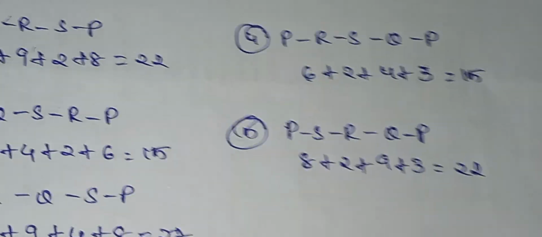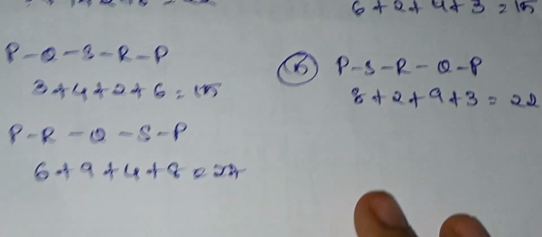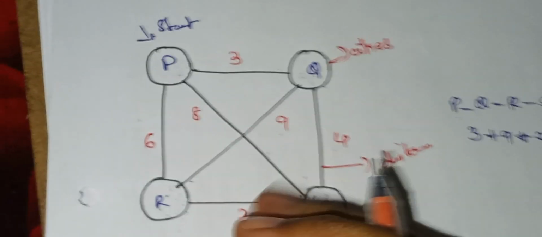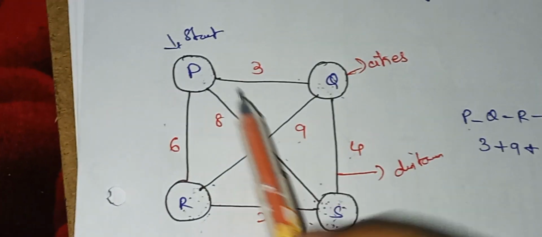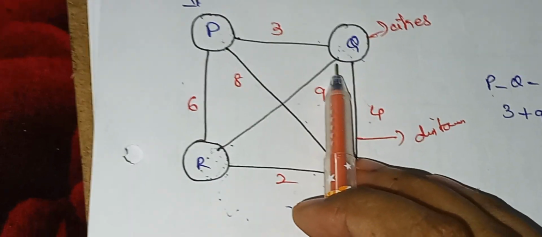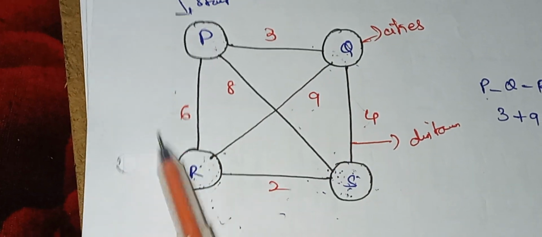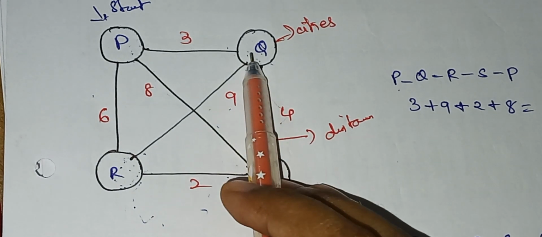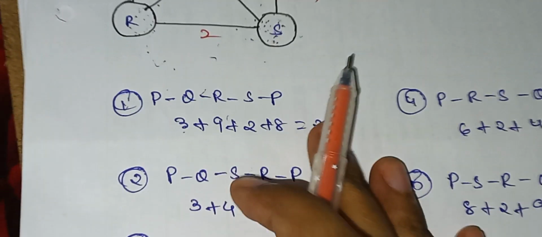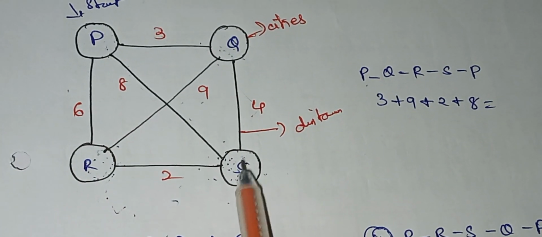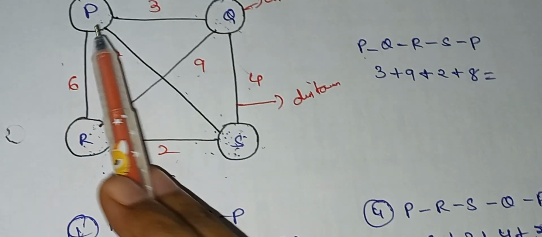This is equal to 22. Now moving on to the sixth permutation. Okay, we can go like this: P2S, S2Q, Q2R, R2P. So this is one more permutation: P2S, S2Q, Q2R, R2P. Let us see, is there any other? P2S, S2R we have covered. Now we are covering P2S, S2Q, Q2R, R2P.